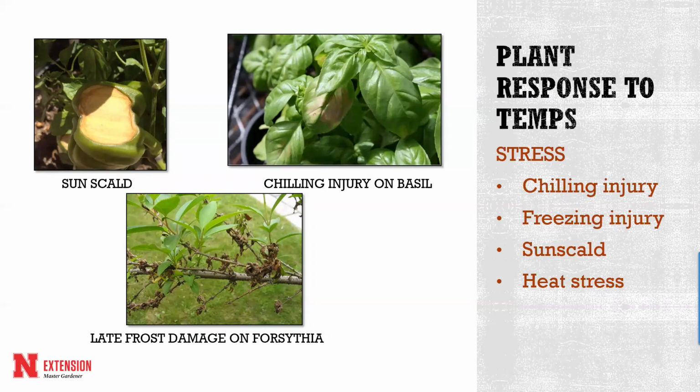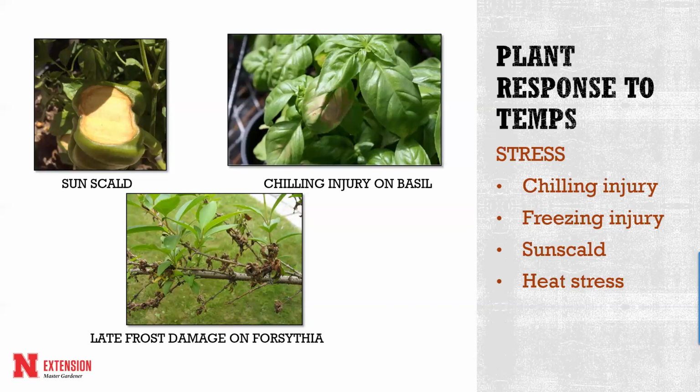Plants respond to stress and temperatures. There are a few stresses when it comes to temperatures: chilling injury, freezing injury, sun scald, heat stress. Here's some examples of some of those things. Sun scald or heat stress on a pepper. Somehow a branch broke or some leaves fell off or something happened that exposed that fruit to the sunlight, and this is sun scald on a pepper. We just talked about the bud dormancy and opening, bud breaking early. Here's some late frost damage on a forsythia. That's what that would look like.